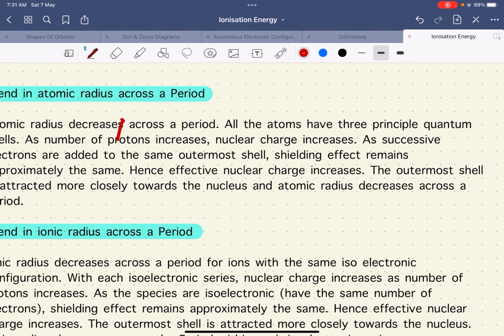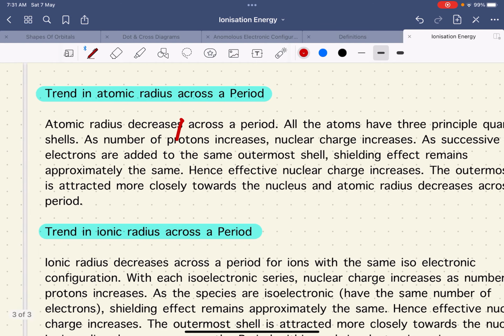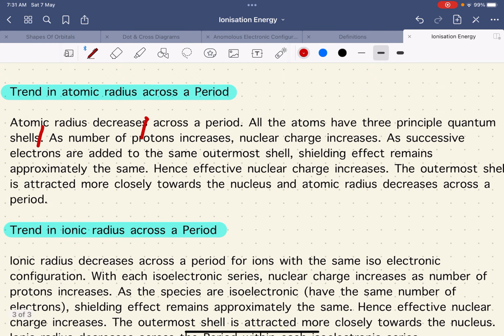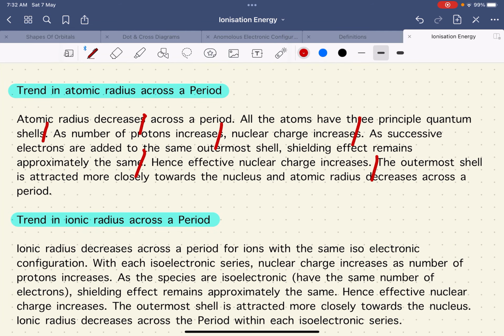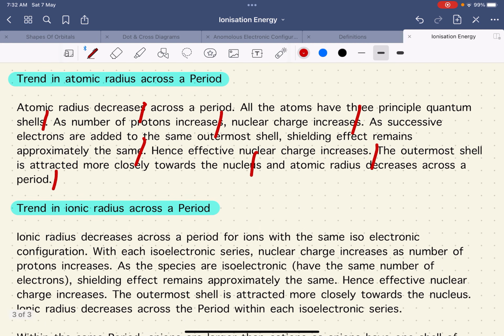Atomic radius is more straightforward: it decreases across the period. Why? It's relatively simple. They have the same number of principal quantum shells, and the number of protons increases, so nuclear charge increases. Electrons are added to the same quantum shell, so shielding remains approximately the same, hence effective nuclear charge increases. All these answers are very template, so we just have to familiarize and understand them, and then it wouldn't be that hard to memorize. The outermost shell is attracted more closely towards the nucleus, and the atomic radius decreases across a period.